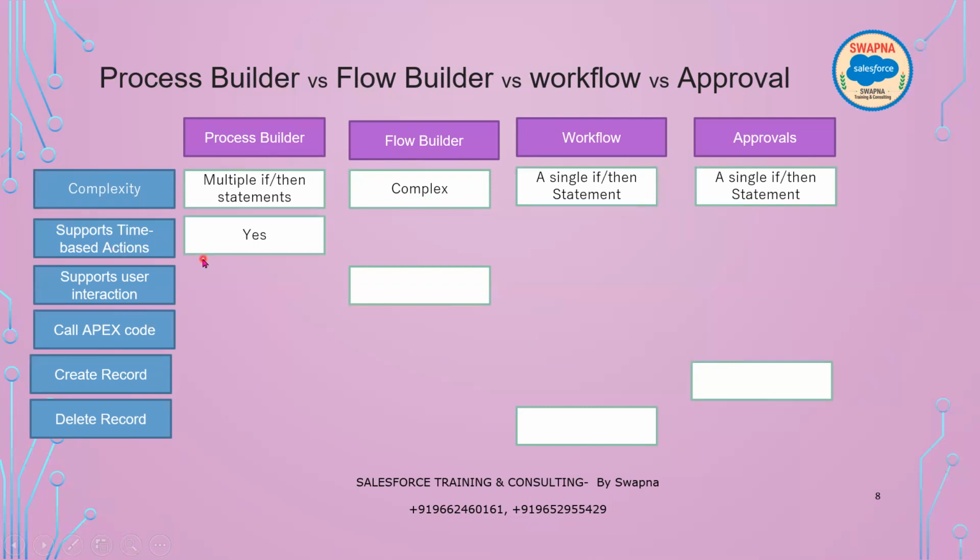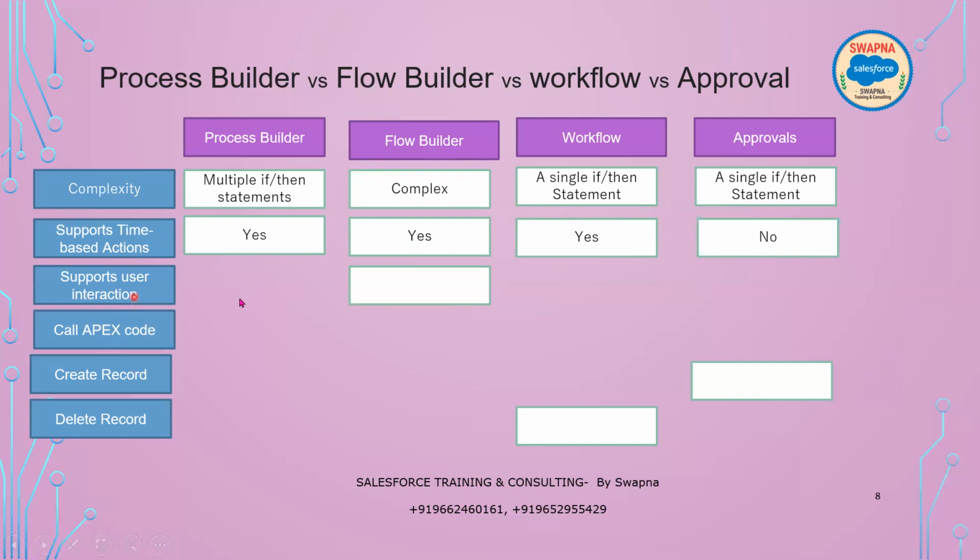Time dependent, which is possible. Process builder can support the time-based actions. Flow also can support the time-based actions. Workflow also can support the time-based actions, but approval will not support the time-based actions. The user has to click on the submit for approval button.